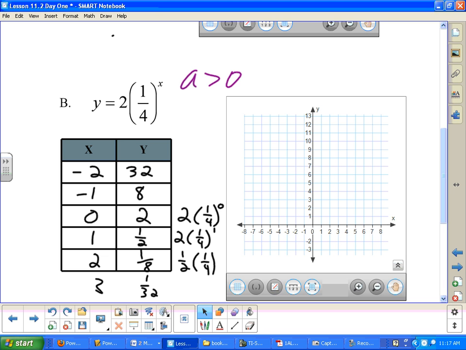So we have 0, 2, negative 1, 8. Oops, not there. And let's see, 1, 1 half. Okay. So then I'm going to draw my graph. It's going to be pretty steep again. But just make sure you stay above the x-axis. Okay. All right, that's pretty easy, right? For the most part, for some of us, maybe not everybody.